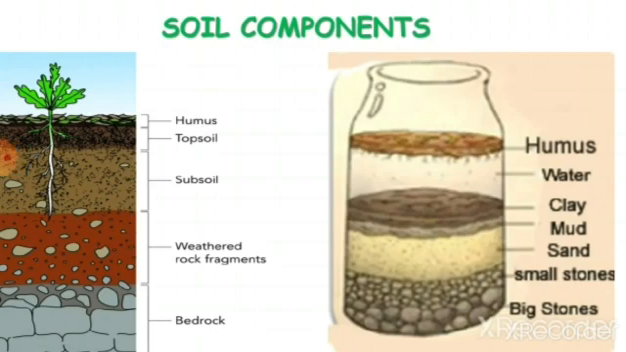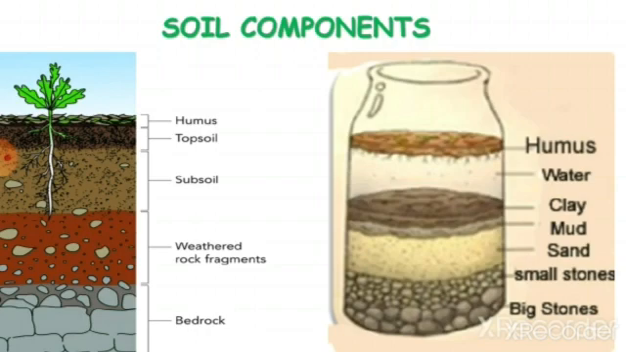The soil is layered in many parts. The first part is the humus. Humus is nothing but the remains of dead plants and animals. So that becomes the first layer.